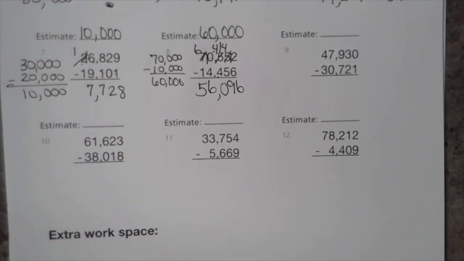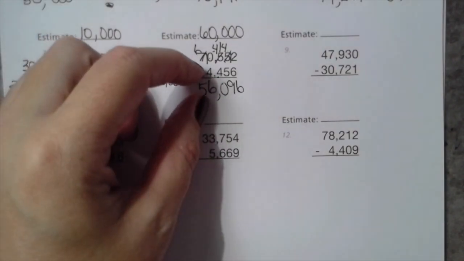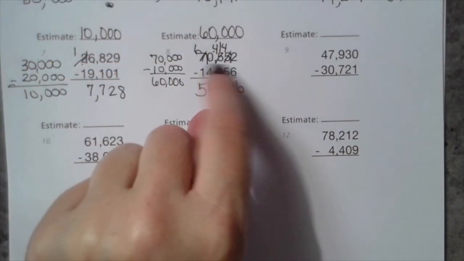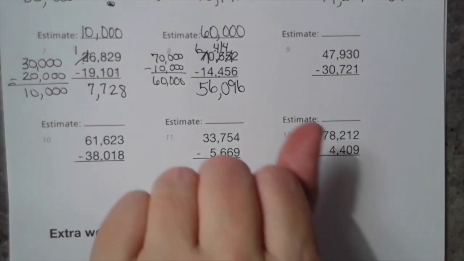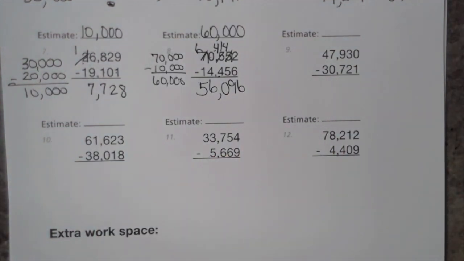All right. So make sure that you do your estimates correctly. And make sure you subtract correctly. Do you remember how to go back and check your answers? We can add these two small numbers together, and if it equals the big number on top, then we know that we're right. All right, may the force be with you.